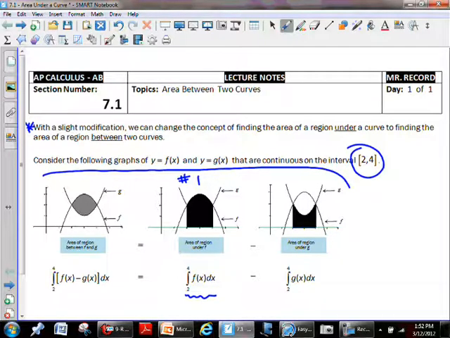Now on the other hand, look at number 2 here. If we were to focus on the area below the graph of g, still on the interval 2 to 4, we would integrate g from 2 to 4, and that would give us the area bounded by the x-axis. Notice in both cases, we are bound to the x-axis. But if we wanted the area in figure 3, what lies between the curves, doesn't it just make common sense that we would subtract region number 1 minus region number 2, and that would leave us with region number 3?